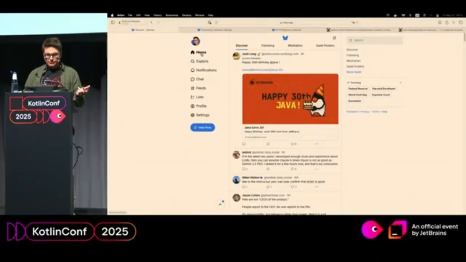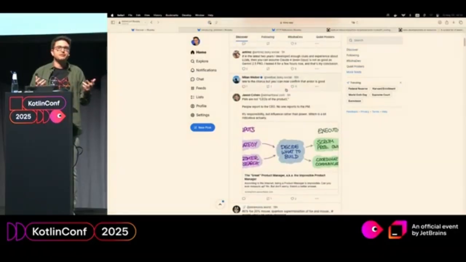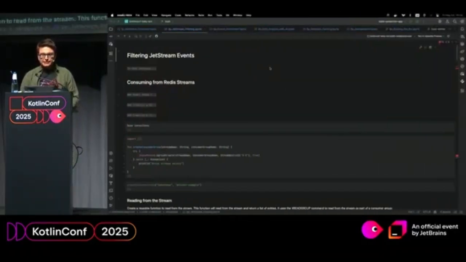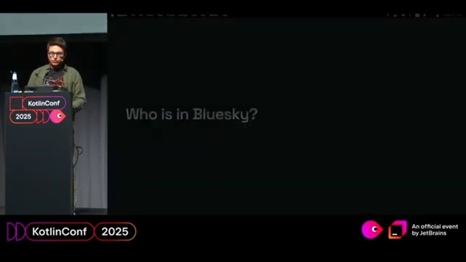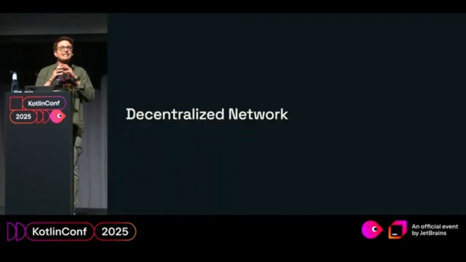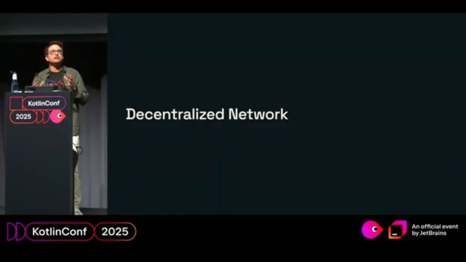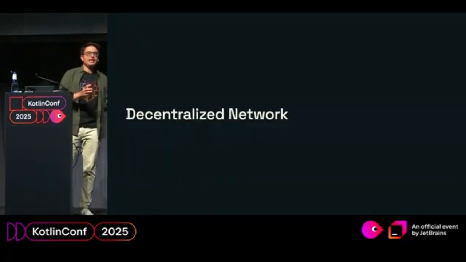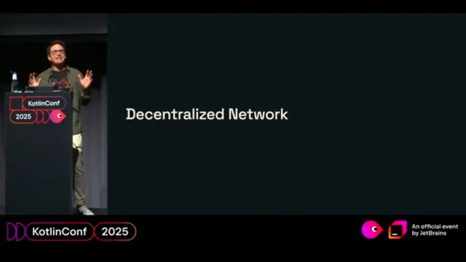But Bluesky is a social network, very similar to Twitter. So you can have posts, they're very similar to tweets. But the difference between Bluesky and most other social networks is that it's a decentralized network, meaning that there's not a single entity behind Bluesky. So it works, roughly speaking, like email.